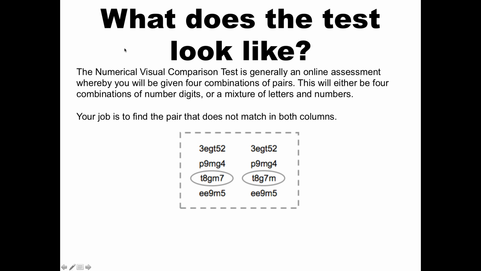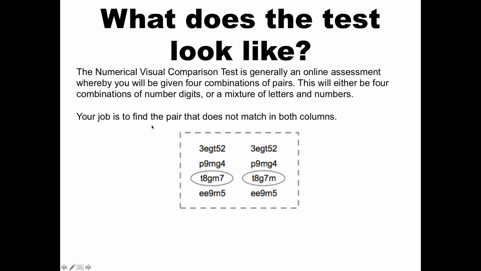What does the numerical visual comparison test look like? Well, it's generally an online assessment whereby you are given 4 combinations of pairs. In our book and on this video, we're giving you digits of mixed letters and numbers, because it will help you to prepare more effectively, because you're having to think about 2 different elements. During the real test, you are more likely to just get numbers, so this is harder, on the premise that you then go into the test and you find it easier to pass.